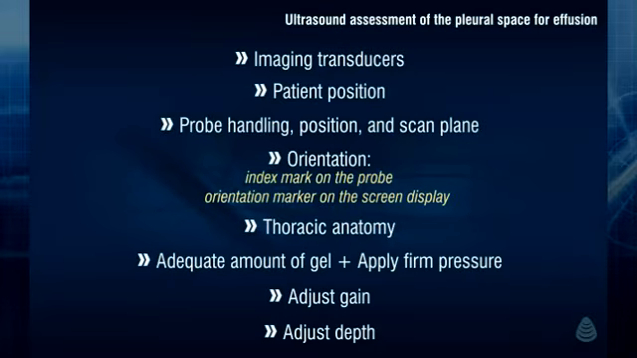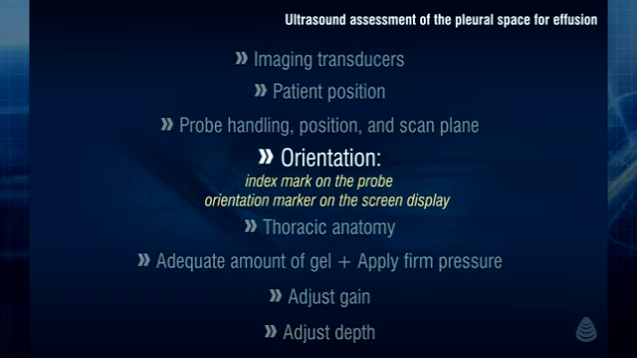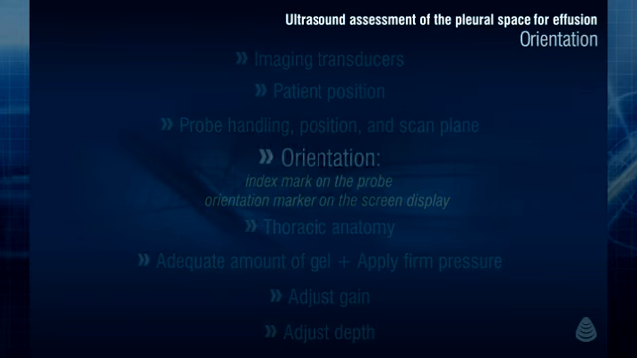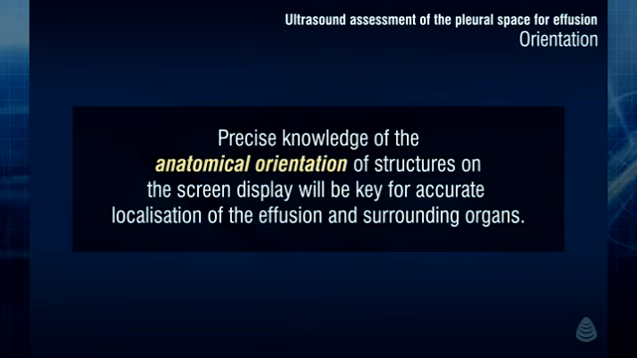Now that we have described how to best position the patient and how to best position the probe on the chest, we will now discuss a very important aspect of the ultrasound examination of the chest, and that is orientation. Precise knowledge of the anatomical orientation of structures on the screen display will be key for accurate localization of the effusion and surrounding organs.